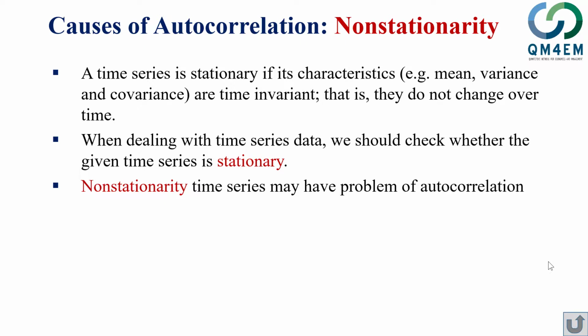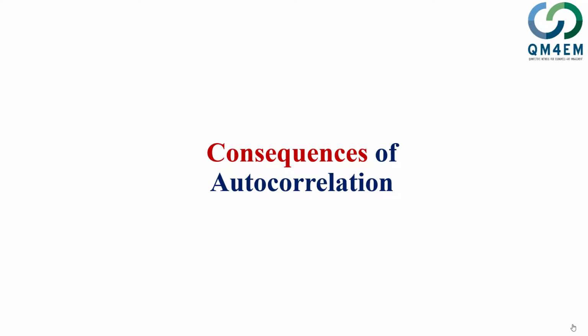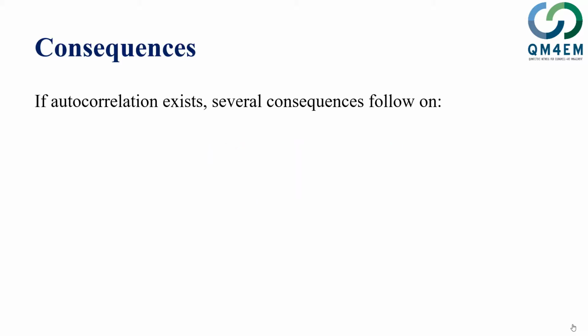So these were the causes of autocorrelation, and then obviously the next topic is the consequences of autocorrelation. Okay, we know what autocorrelation is, we know what causes it, but the next question is why we are so concerned about autocorrelation. What happens if there is autocorrelation? So for the consequences of autocorrelation, there are several listed here.